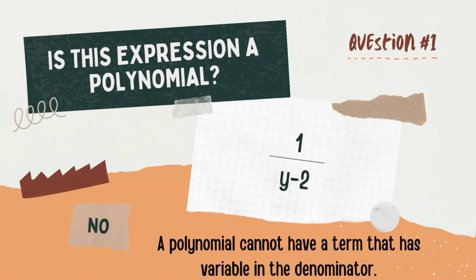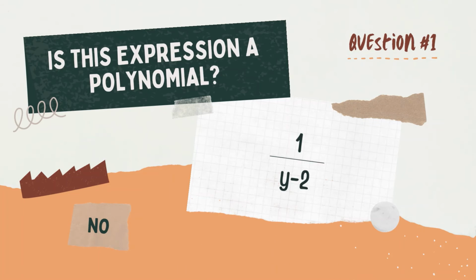Let's try to answer this one. Is this expression a polynomial or not? We have 1 over y minus 2. The answer is no. It is because, as you see there is a variable y in the denominator part. And a polynomial cannot have a term that has a variable in the denominator.